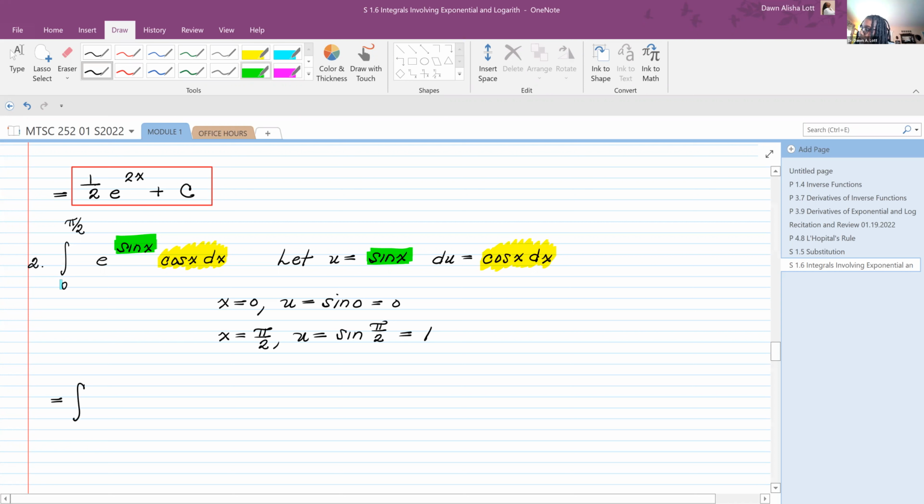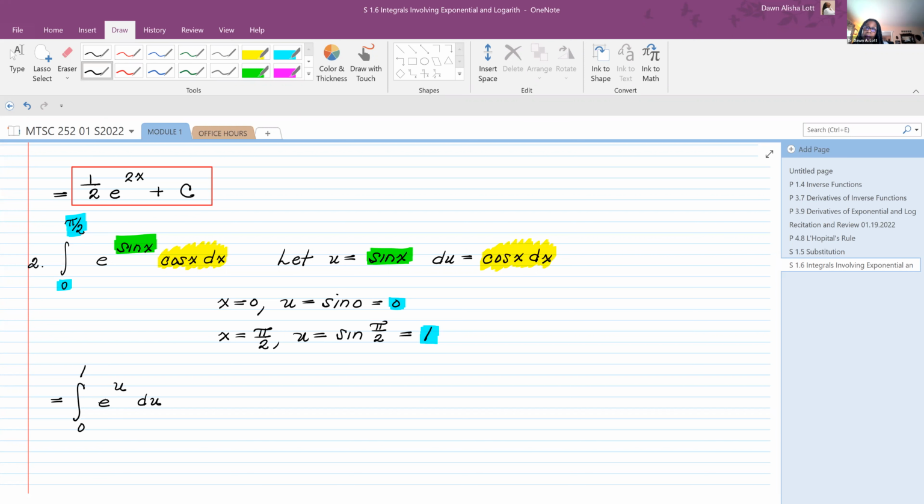So here, 0 stays 0. And pi over 2 becomes 1. All right, any questions about that transfer? e to the sine x becomes e to the u. And then cosine x dx becomes du. Well, that is fantastic because now I have e to the u du.